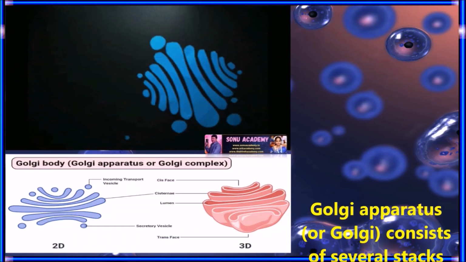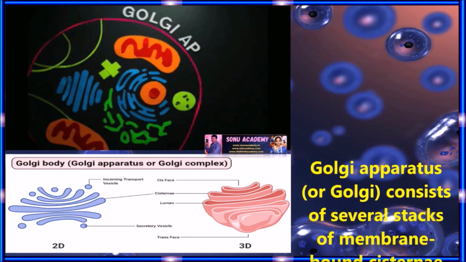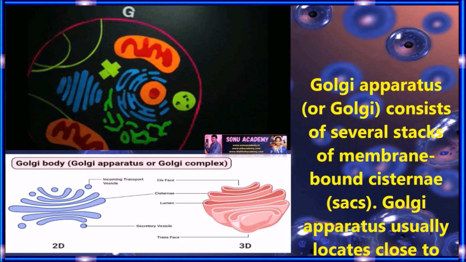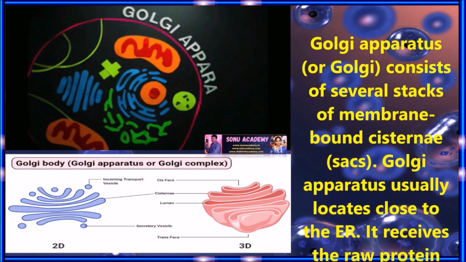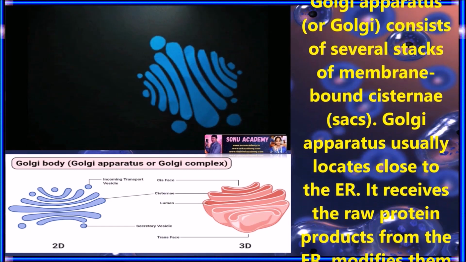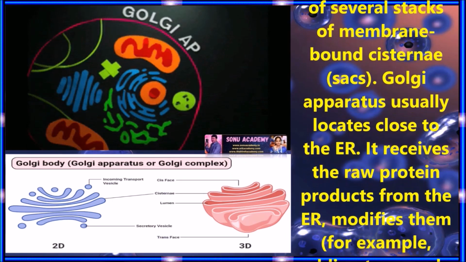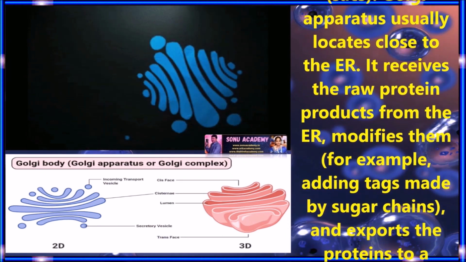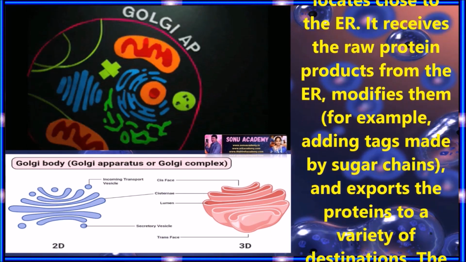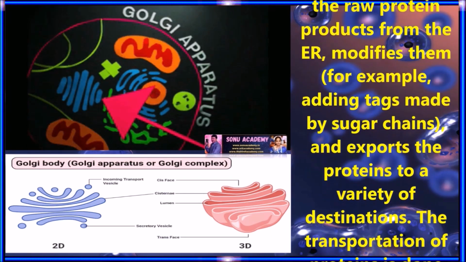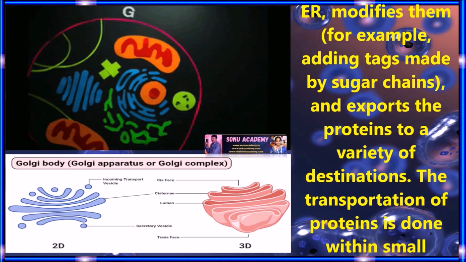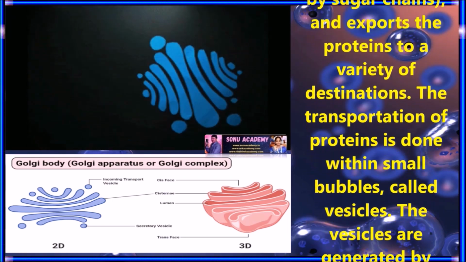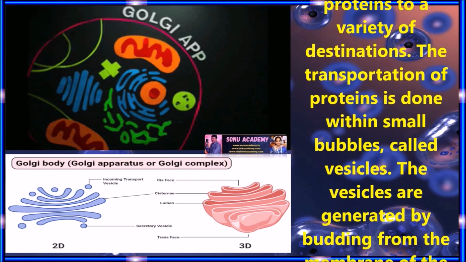Now let us discuss the Golgi apparatus. The Golgi apparatus consists of several stacks of membrane-bound cisternae or sacs. It usually locates closely to the endoplasmic reticulum. It receives the raw protein products from the endoplasmic reticulum and modifies them, for example, adding tags made of sugar chains, and exports the proteins to a variety of destinations.